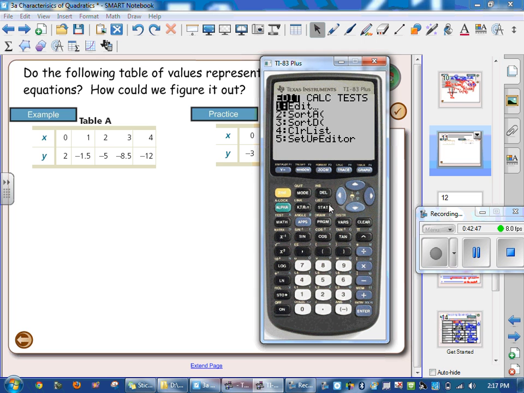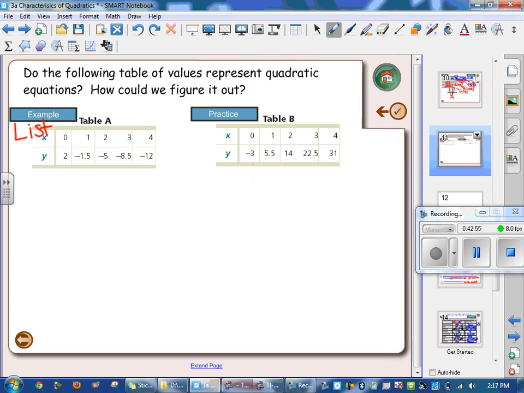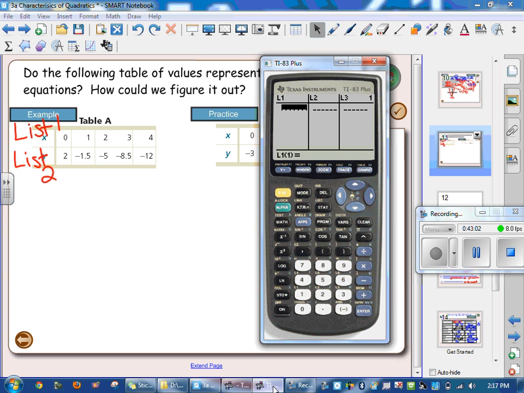So going back to here, I've got 0, 1, 2, 3, and 4. Now remember, after each digit you must put enter for it to go to the next line. Hit the right arrow to go to list 2 and enter every digit. 2, enter, -1.5, enter, -5, enter, -8.5, enter, and -12, enter.